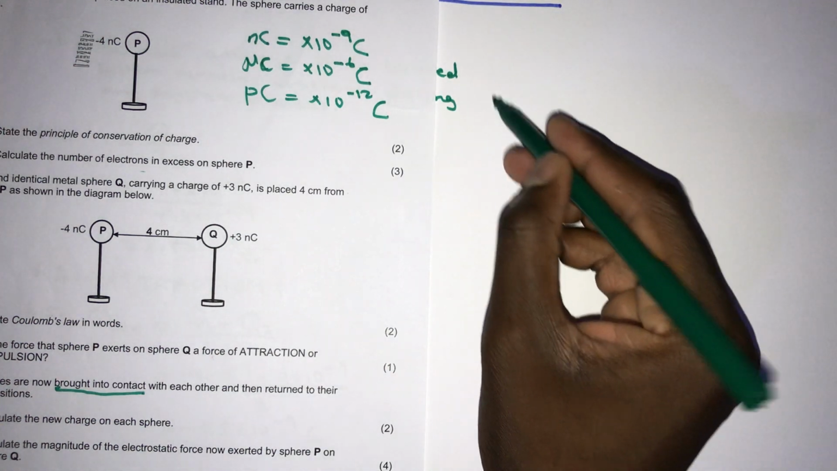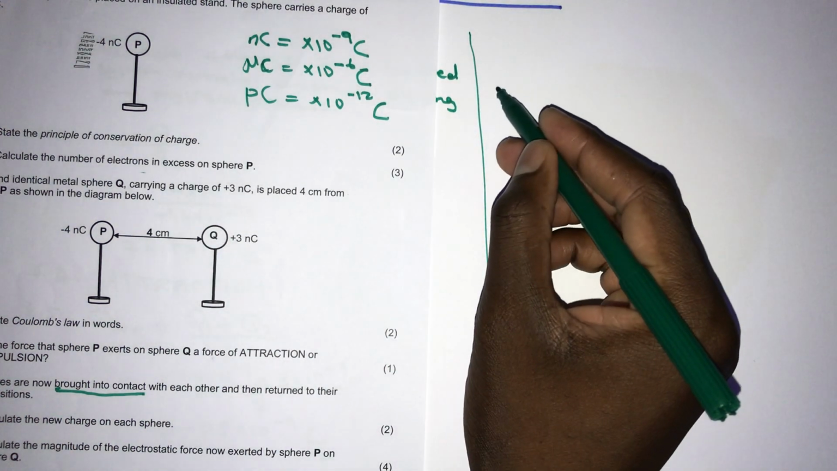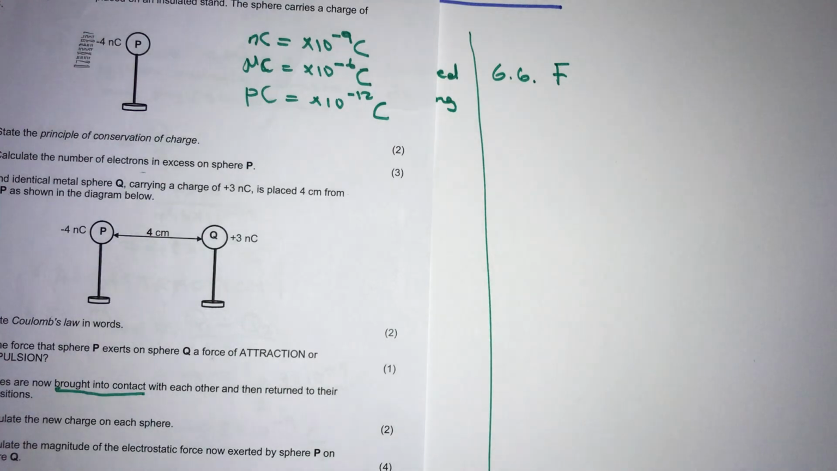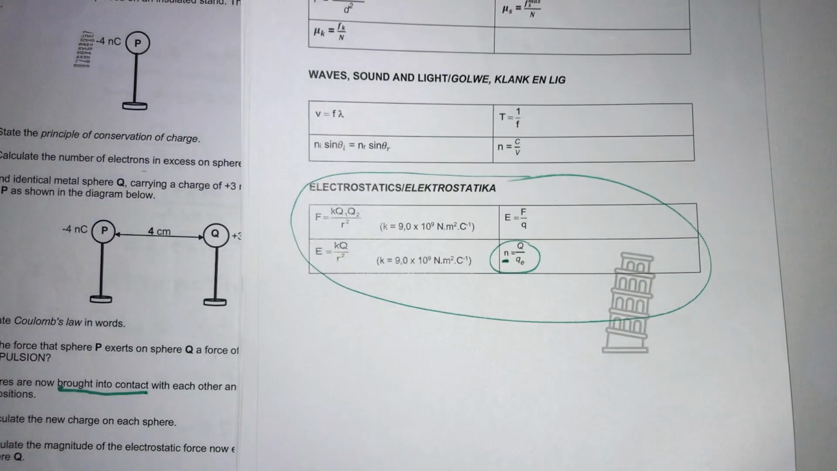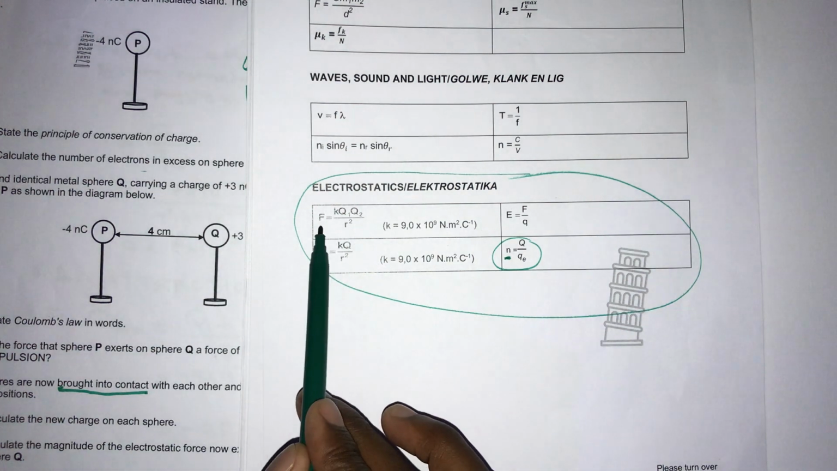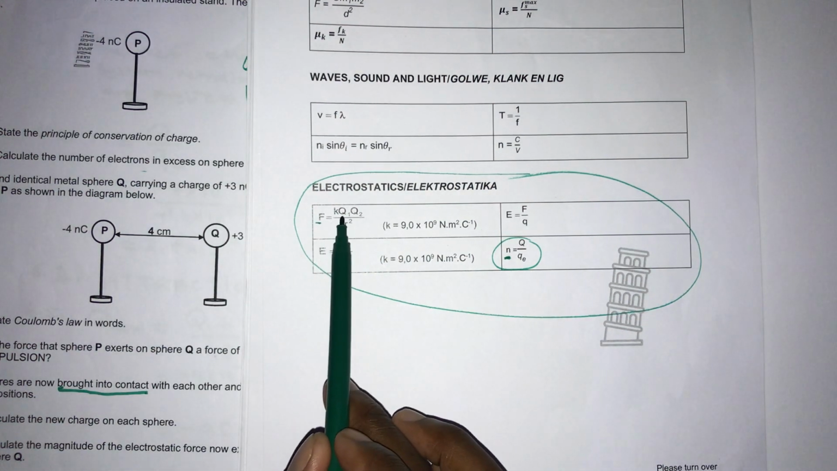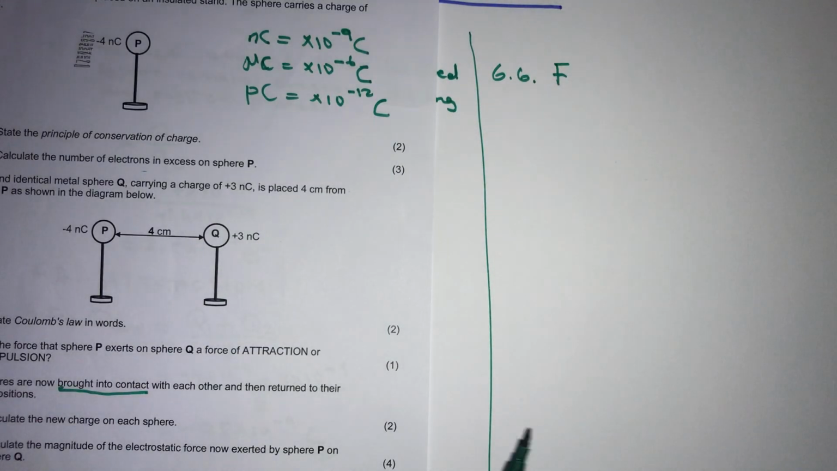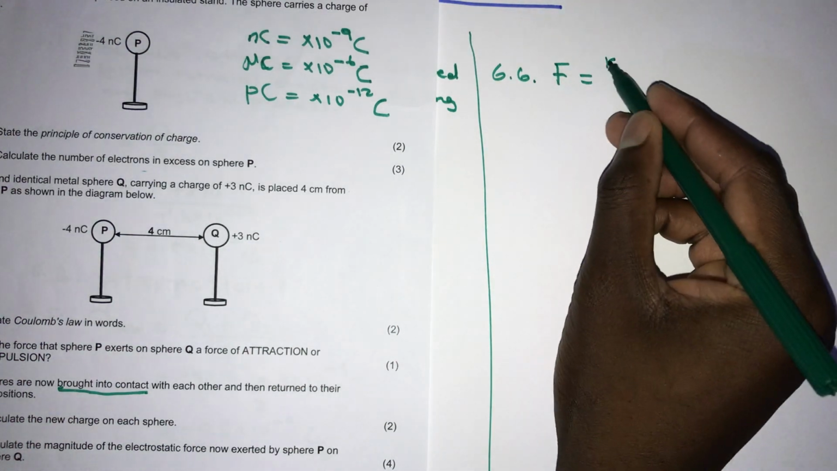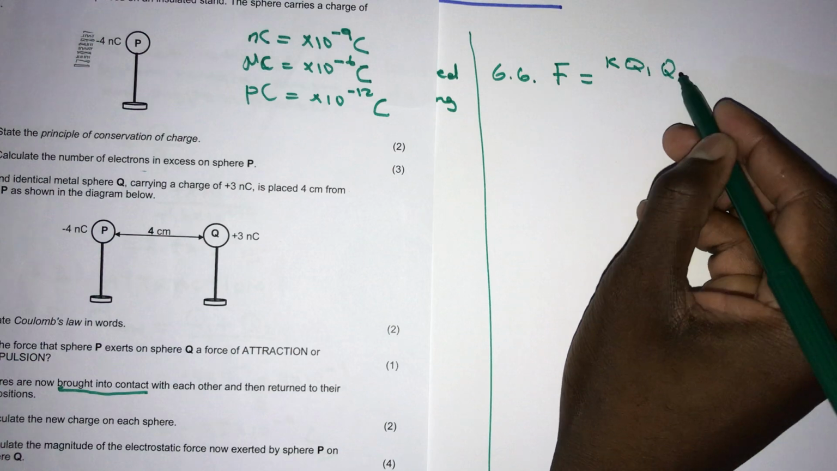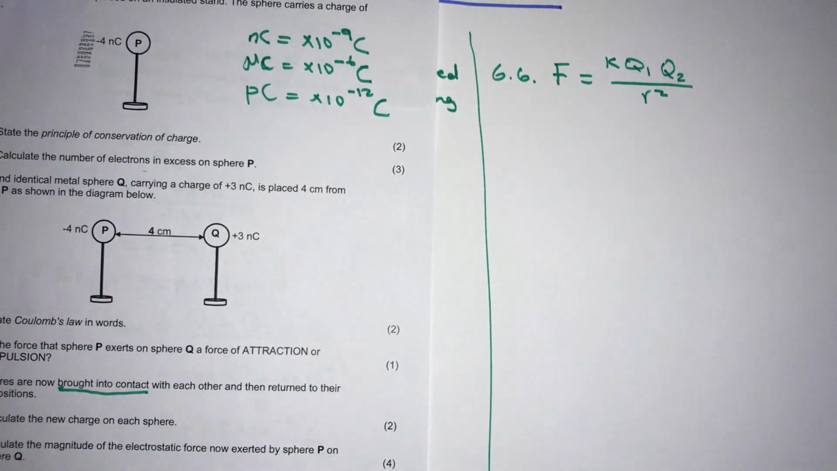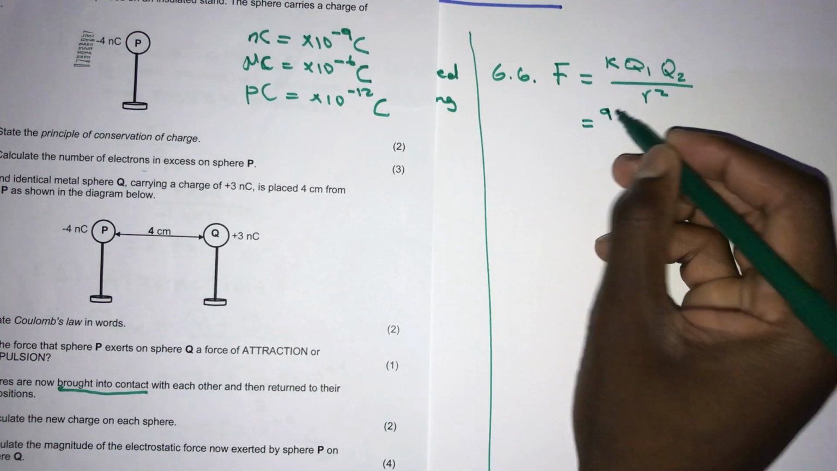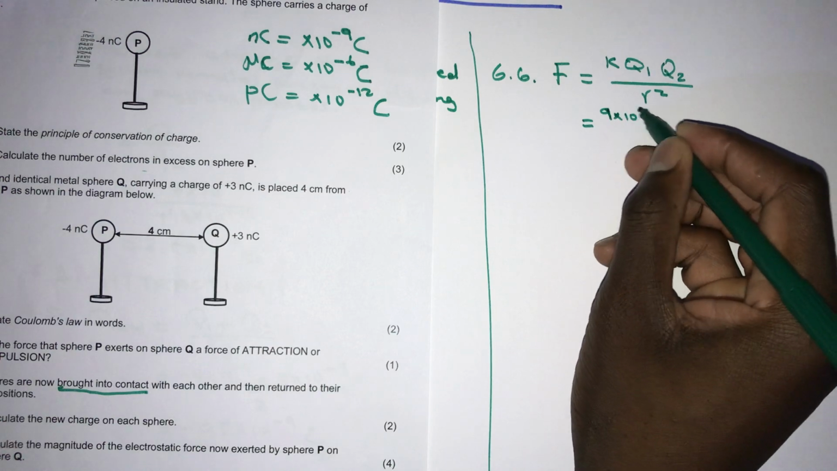So this is 6.6. For the electrostatic force, we go to the formula sheet. Since we are under electrostatics, this is the electrostatic force. Remember, it has 2 charges, so this is our formula now. The electrostatic force is equal to K Q1 multiplied by Q2 over the distance squared. K is the constant, Coulomb's constant, 9 times 10 to the power 9.